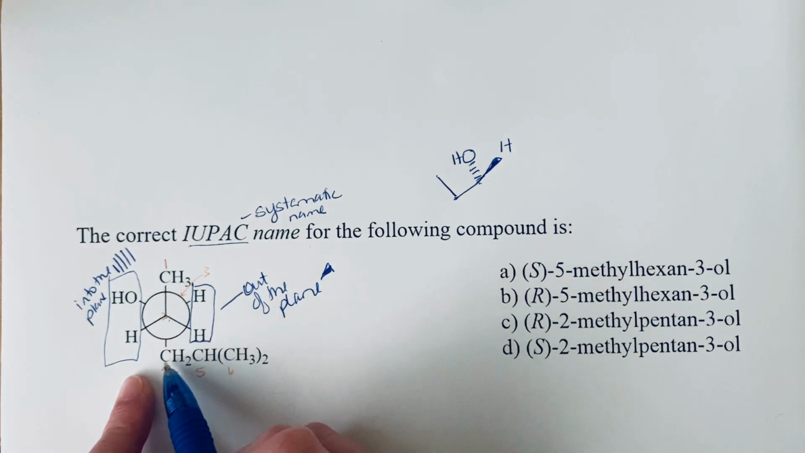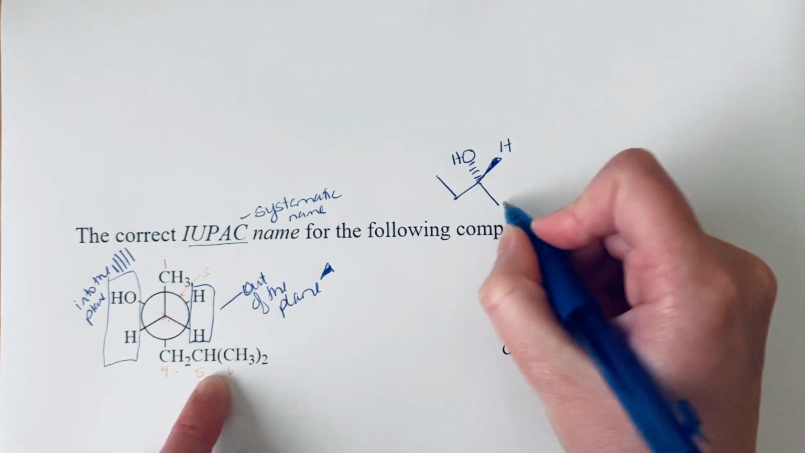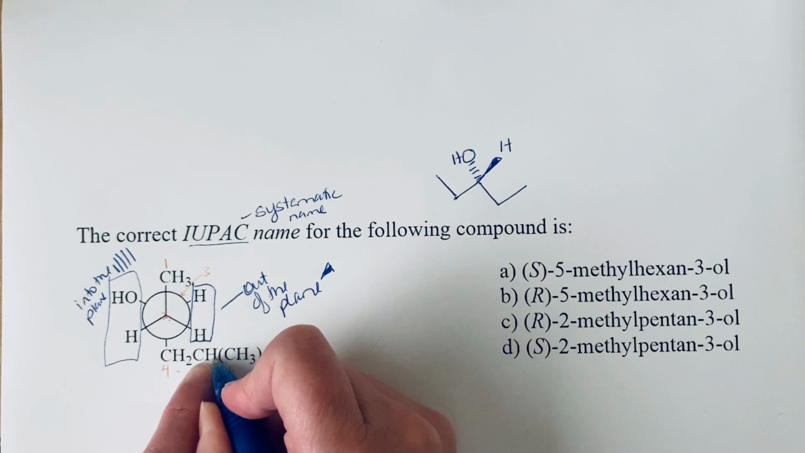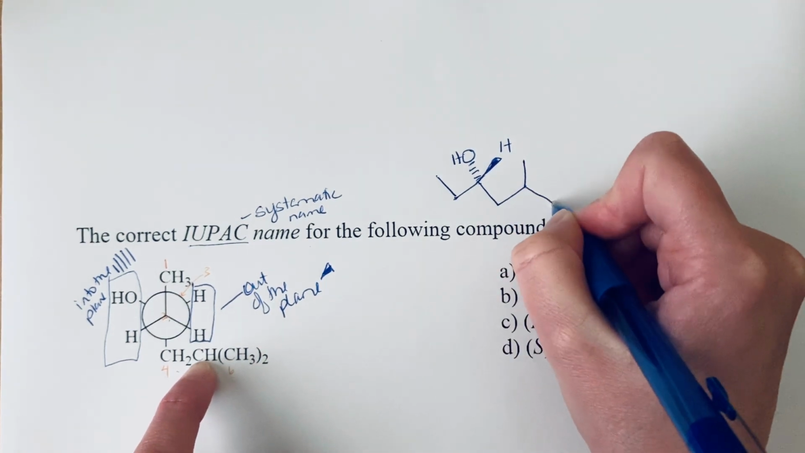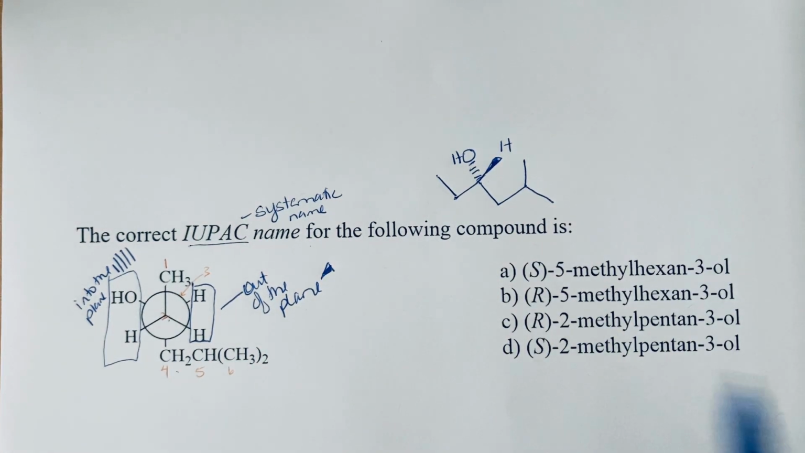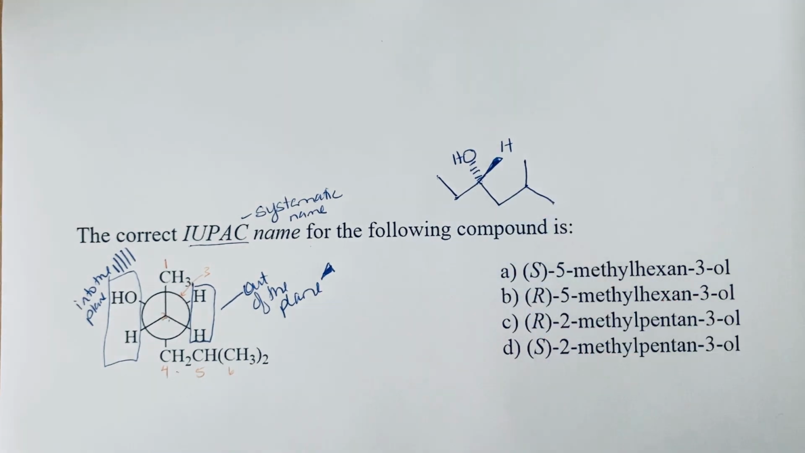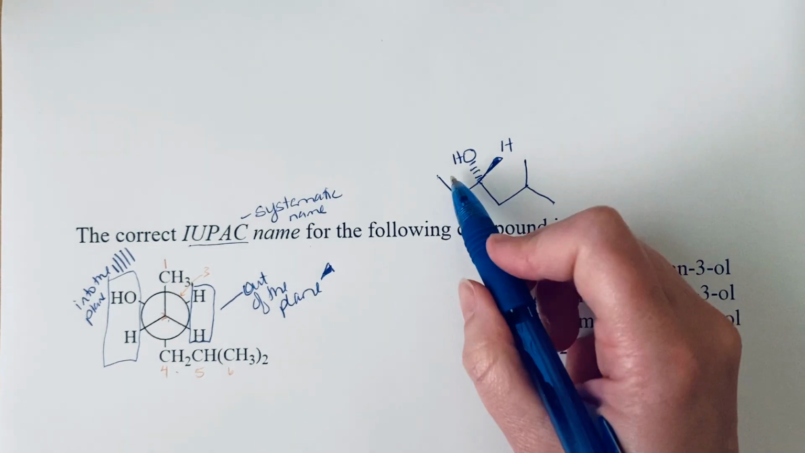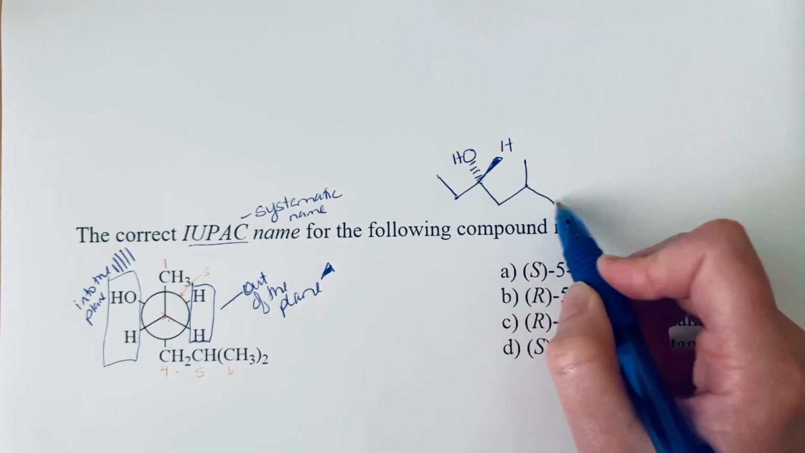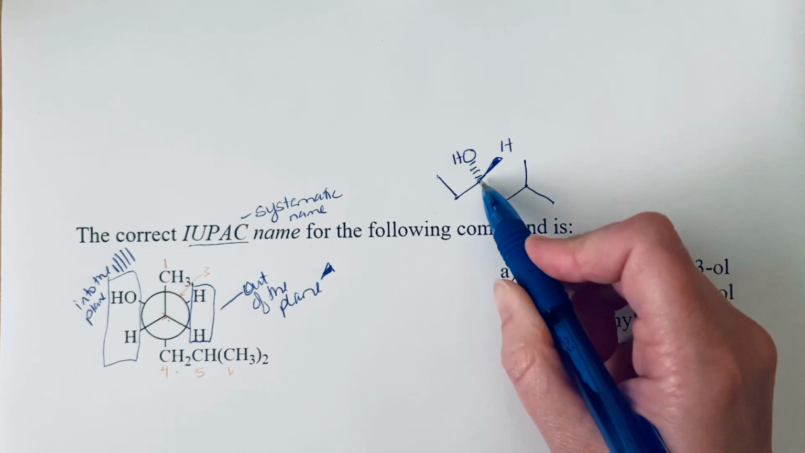And then we have a bond down to this chain. So we have a CH2, and then a CH, and that CH has a CH3 and another CH3. So we're just counting that 6 carbon atom chain: 1, 2, 3, 4, 5, 6.